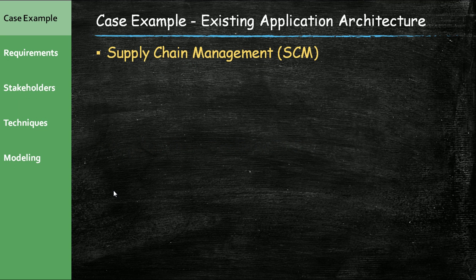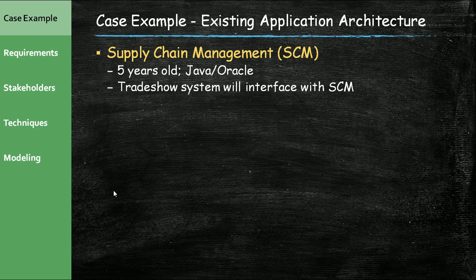So let's take a look at what they have right now. This example company, RMO, has a supply chain management system. It's about 5 years old. It uses Java with Oracle. This is what that trade show system that we developed in the previous lecture would interface with.